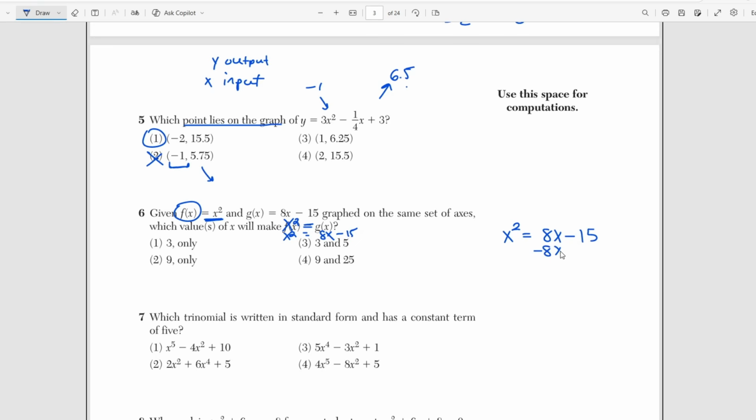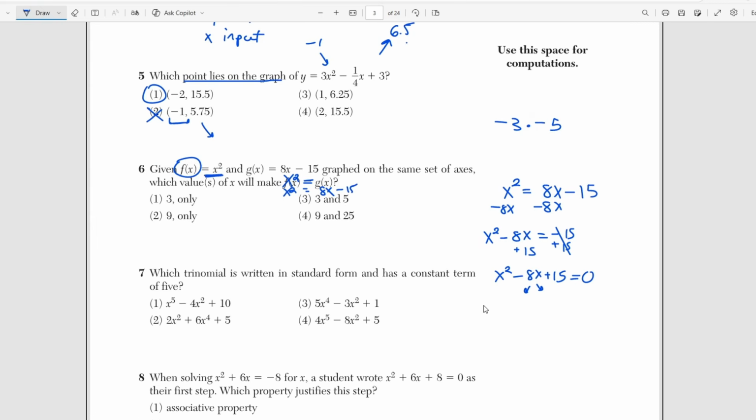So to do that, I'm going to subtract 8x from both sides, and I'm going to be left with x squared minus 8x is equal to negative 15. And then I'm going to add 15 on both sides so that I can cancel out the 15 here, and I get x squared minus 8x plus 15 is equal to 0. Now that it's equal to 0, I can factor it, and we already know how to do that, right? So I'm looking for two numbers that add to negative 8 but multiply to get us 15. And those two numbers are negative 3 and negative 5, okay?